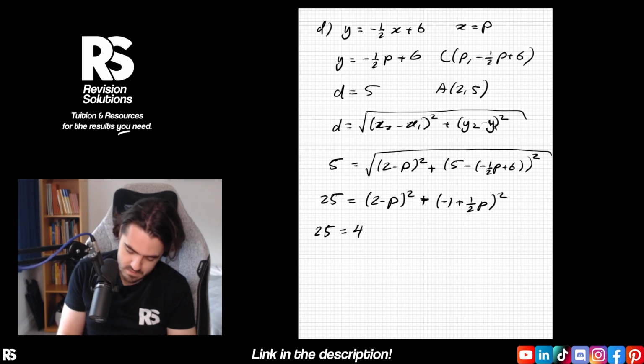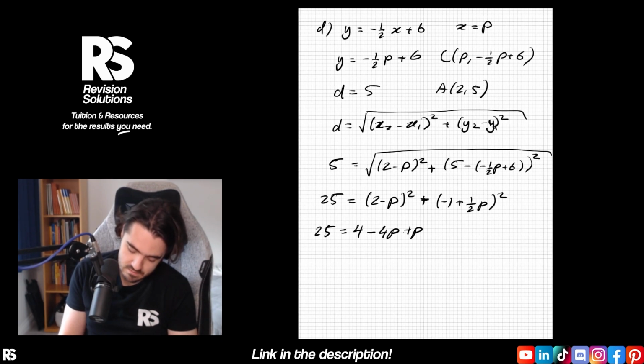So we'd have 25 would equal 2 times 2 is 4. We're going to have two lots of 2 times minus p, so that would be minus 4p in the end. And then minus p squared would be plus p squared. Then we have minus 1 times minus 1, that's going to be plus 1. We're going to have two lots of minus 1 times a half p, so that would just be minus p. And then a half p squared would just be a quarter p squared.